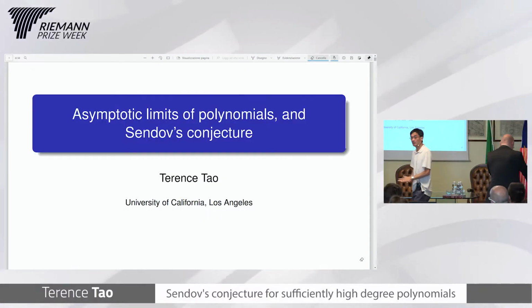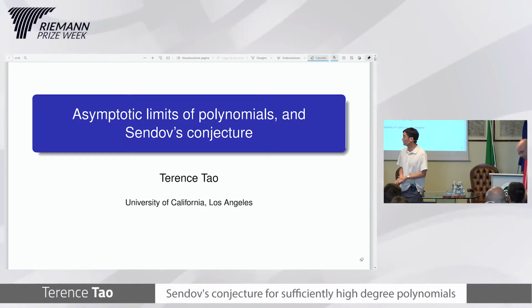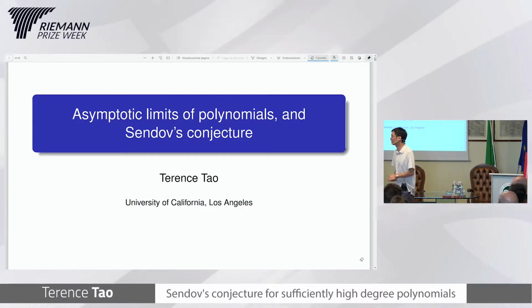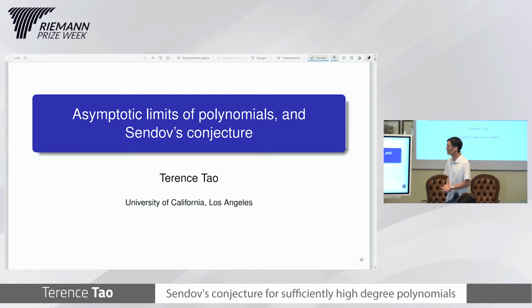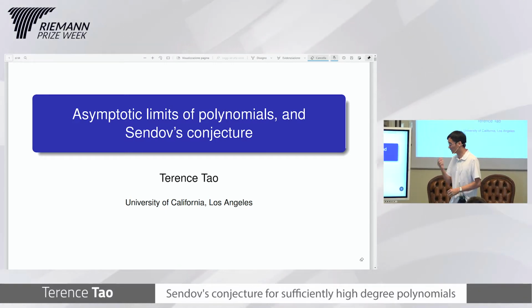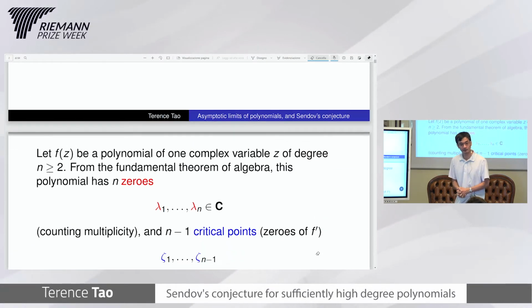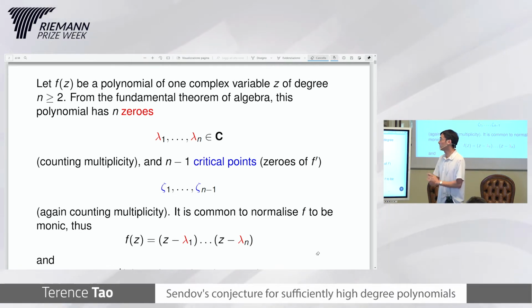So I'm going to talk about some work I did a year or two ago in a very classical area of mathematics, just the theory of polynomials of one complex variable, which you would think is a subject which has been completely understood, but there's still many open questions, even in this very classical topic. Okay, so we're going to study very, very classical objects.